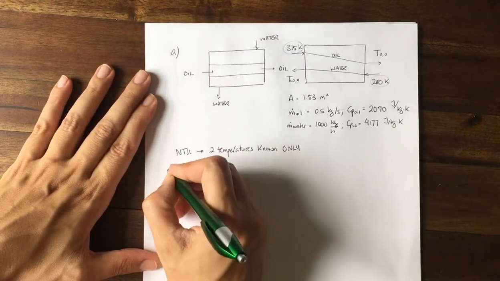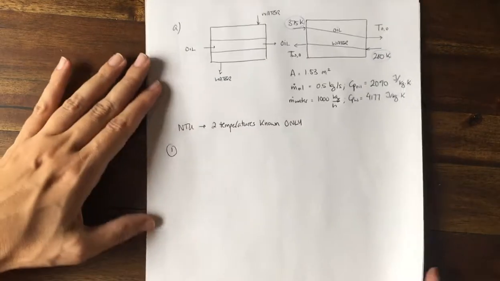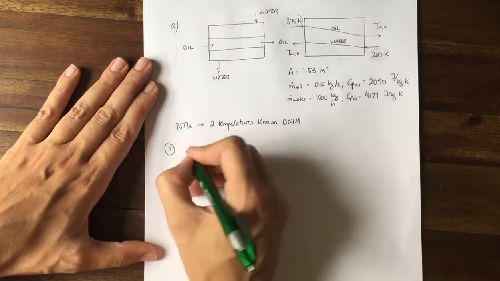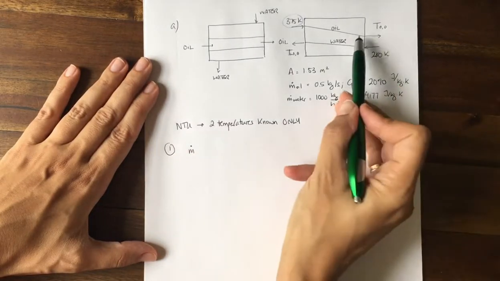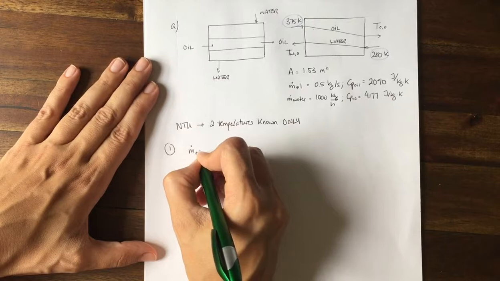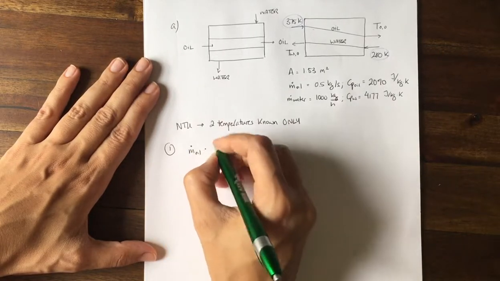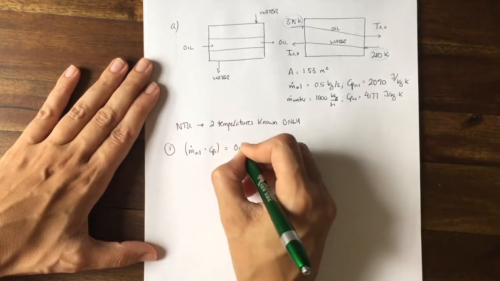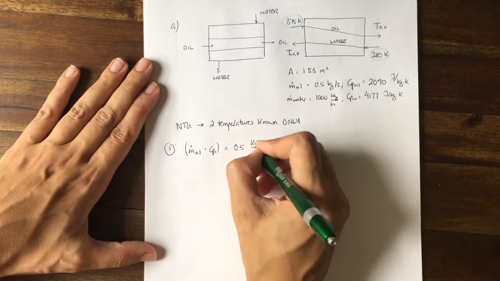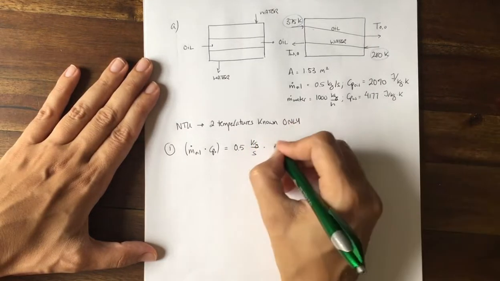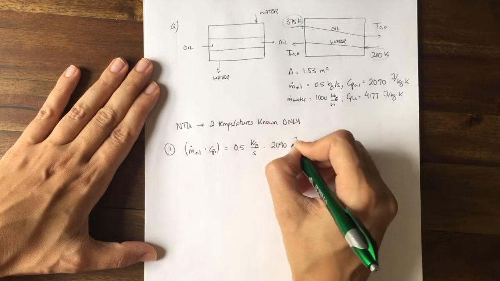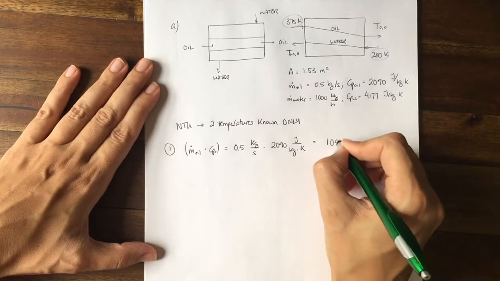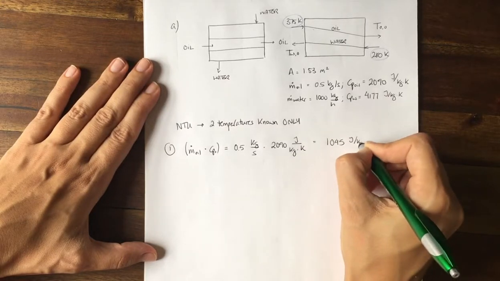First, what we're gonna calculate is the capacity of the system for the hot fluid and for the cold fluid. In the case of the hot fluid, oil, the capacity of the system is the flow rate times the thermal capacity, and this is equal to 0.5 kilograms per second times the thermal capacity, 2090 joule per kilogram per Kelvin, and this is equal to 1045 joule Kelvin per second.